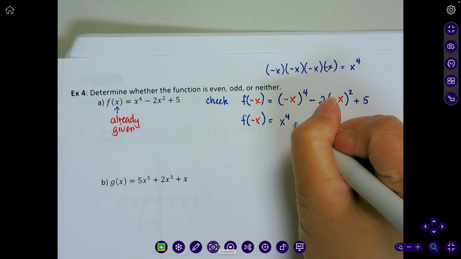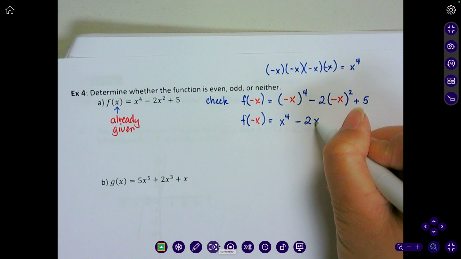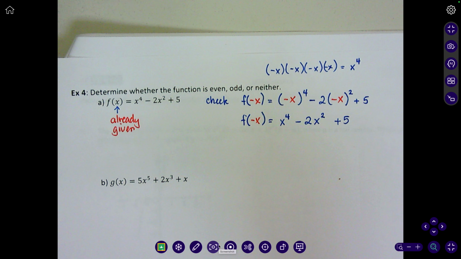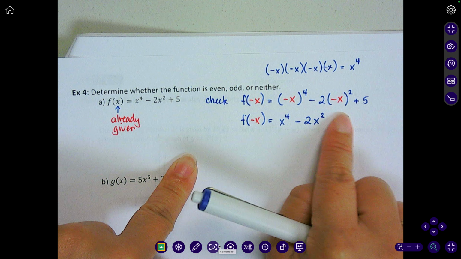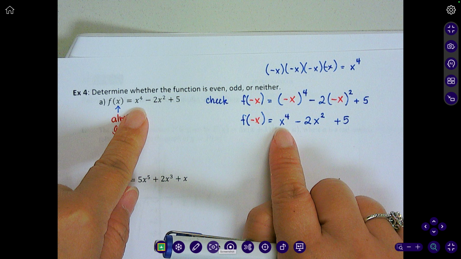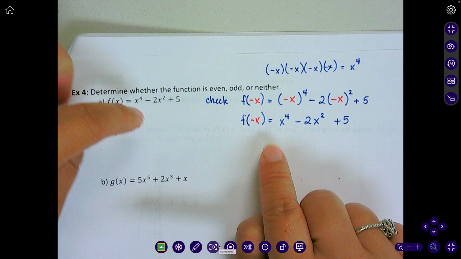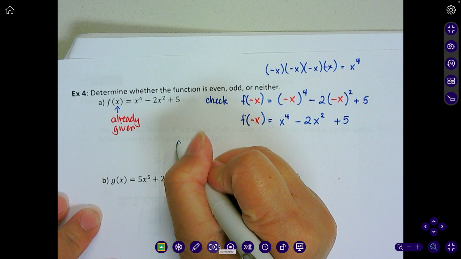Let's do the next one. I have a negative 2, and a negative x to an even power will be positive x squared plus 5. Now compare the two. This is your y value for f of x. This is your y value for f of negative x. Check each term. Are they identical? Yes. That means f of x is equal to f of negative x. So therefore, this is an even function.